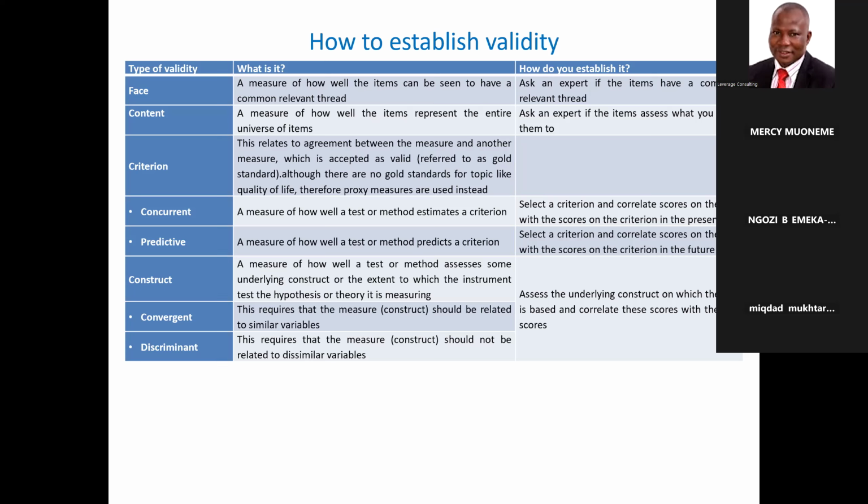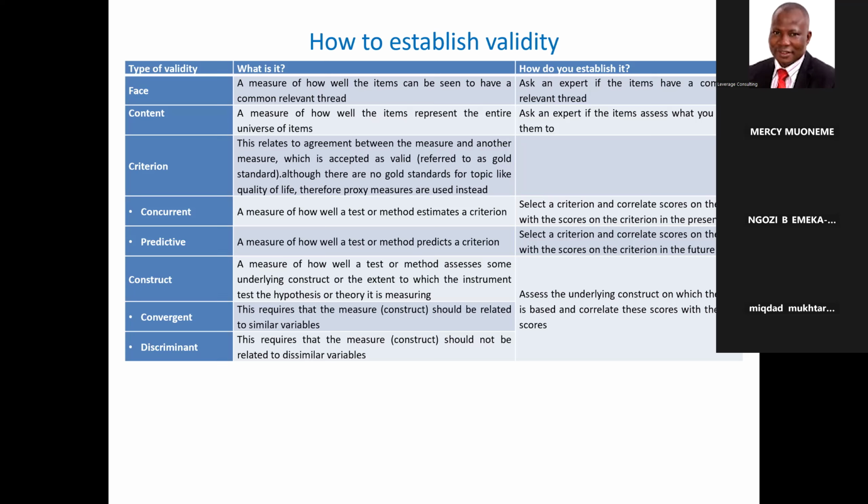Now, for construct validity, there are two types. They require convergent and discriminant. The convergent requires that the measured construct should be related to similar variables. The other one requires that the measured construct not be related to dissimilar variables. It's just a way of dancing around something.